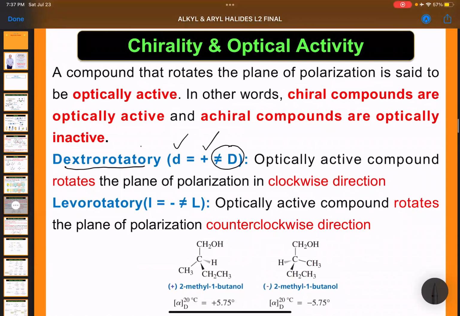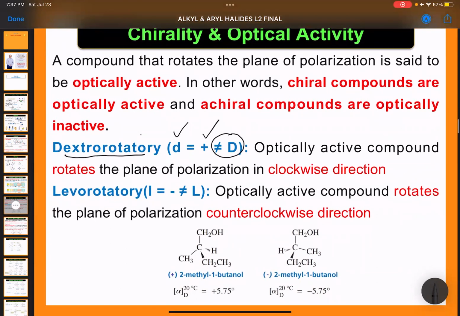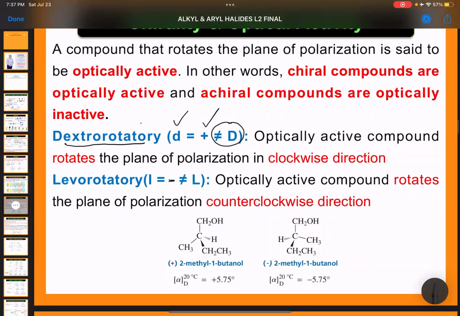Okay, is it clear? One isomer will rotate the light in the clockwise direction, and its other isomer will rotate the light in the anti-clockwise direction. That will be known as levorotatory, small l, or indicated by a minus sign. So you take two mirror images, but that facility is there only for optically active or chiral molecules.